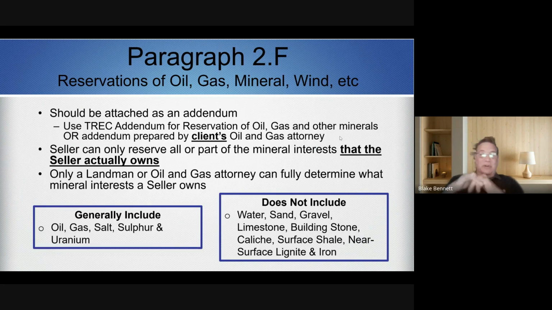Now, the part that we're selling in West Texas, we've already had landmen come out. We already know what percentage. My mother has the original deeds. We know what we own. We own half of the minerals of what we were selling. Now, minerals generally are going to include your oil, your gas, your salt, your sulfur, your uranium. They're not going to include water, sand, gravel, limestone, building stone, caliche, surface shale, near surface lignite, and iron.